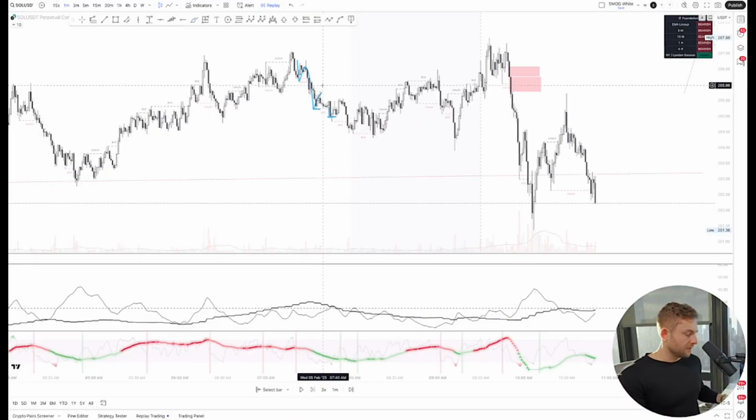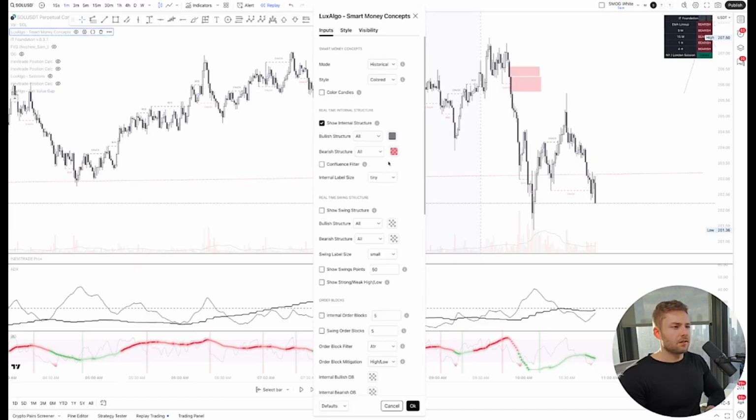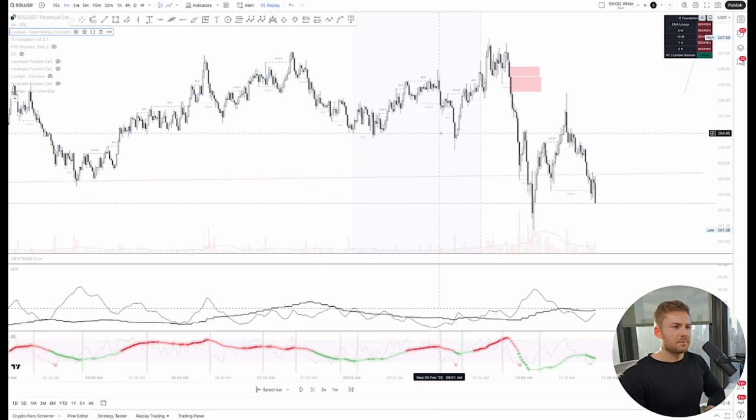that time period, right? So you'll notice I actually use the Lux Algo smart money concepts here, and I just toggle off all the other stuff and basically just show internal structure, mark them up as my color, and that's basically showing me these two metrics.